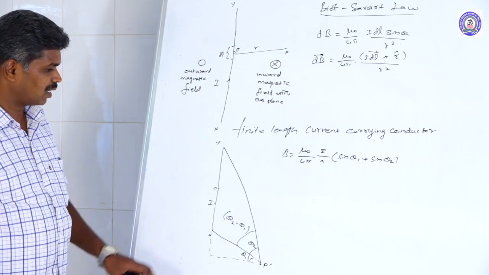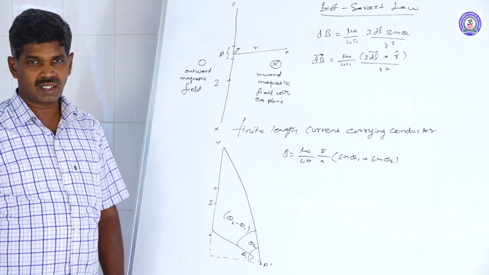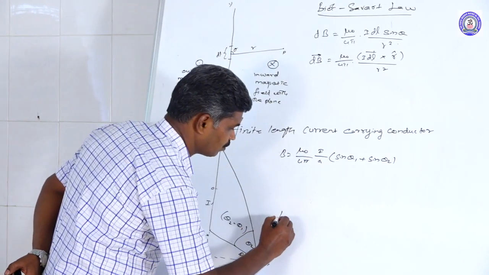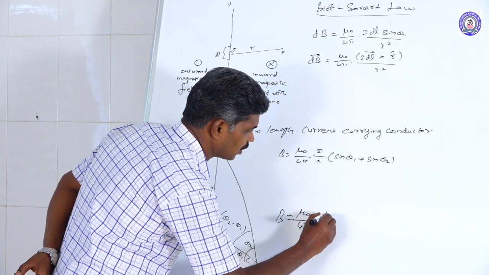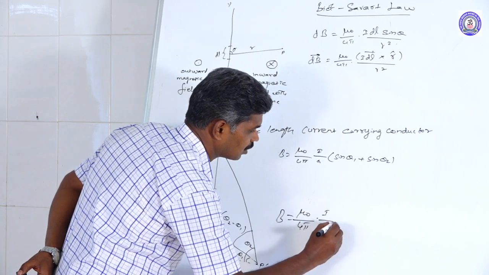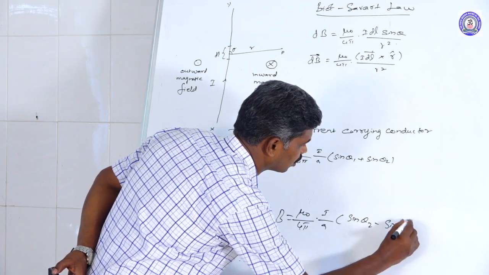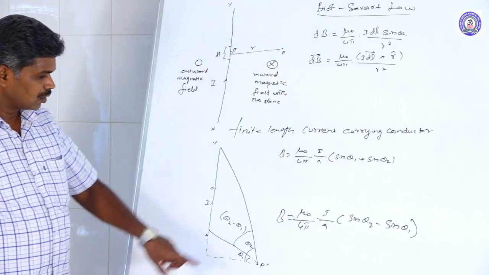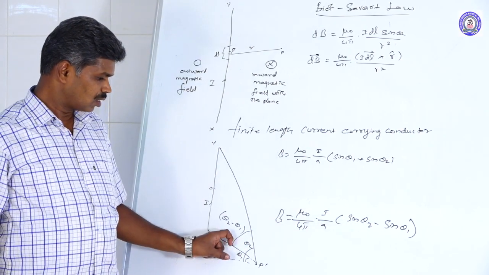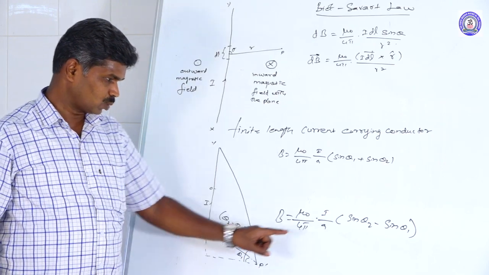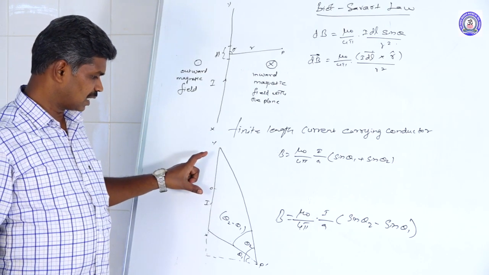For finding the magnetic induction at that point P prime, we will use the same Biot-Savart law, but the formula is B is equal to mu naught by 4 pi into I by A of sin theta 2 minus sin theta 1. Here theta 2 is the total angle, that is sin theta 2. Theta 1 is the remaining part angle, that's why that is sin theta 1. That is due to that lengthy conductor.